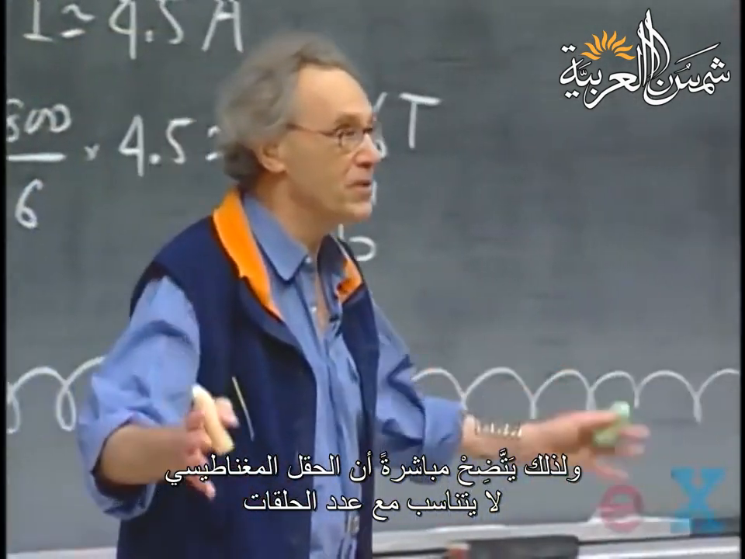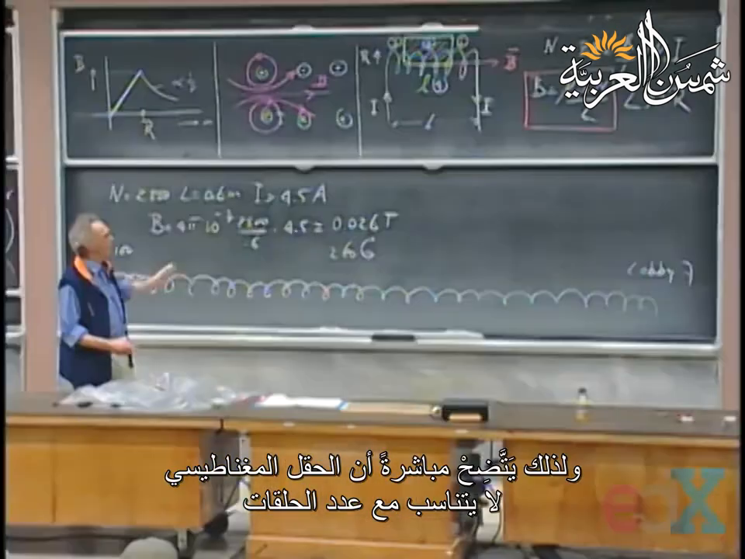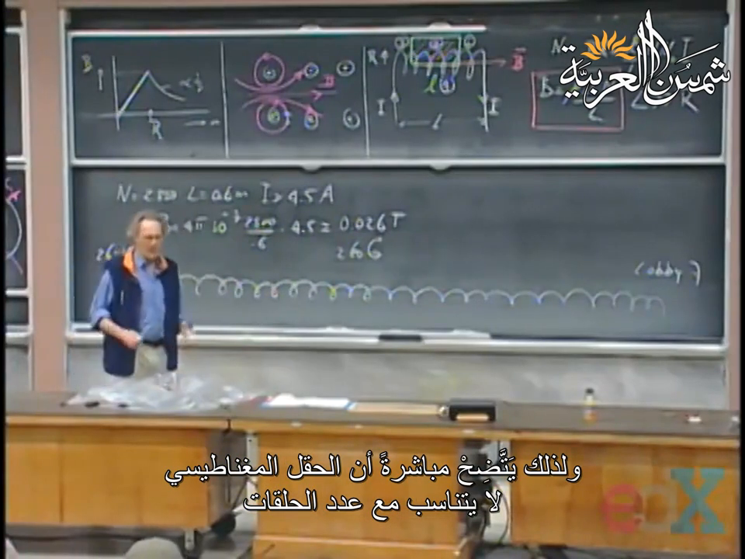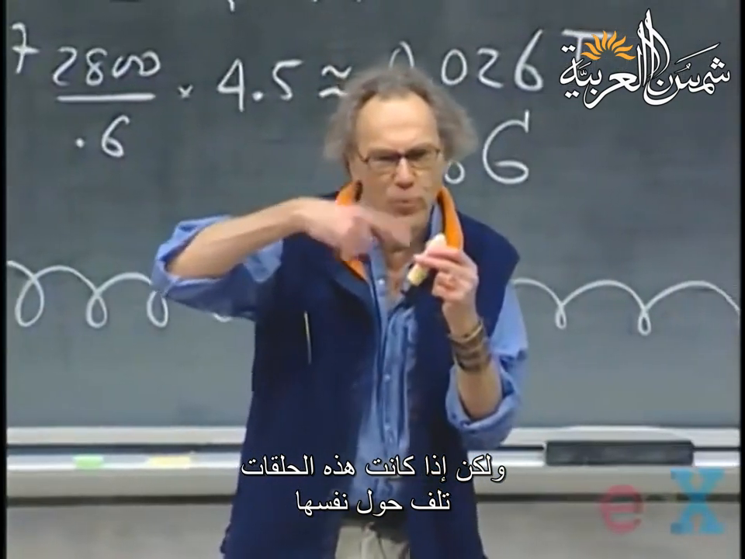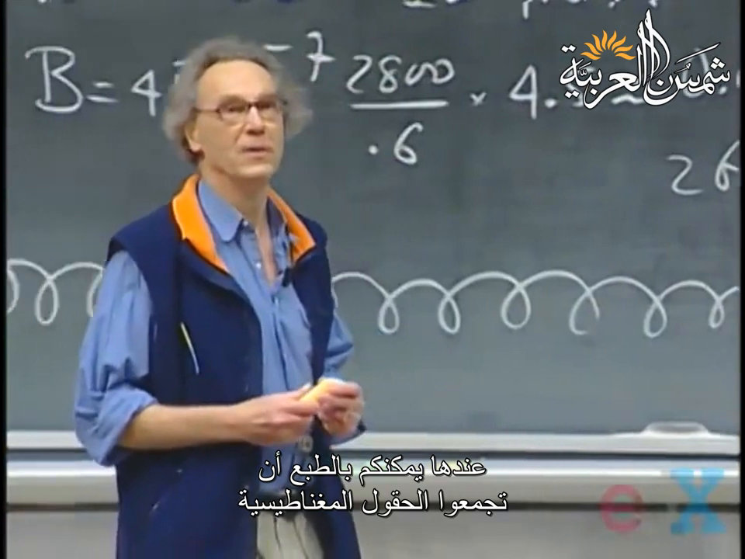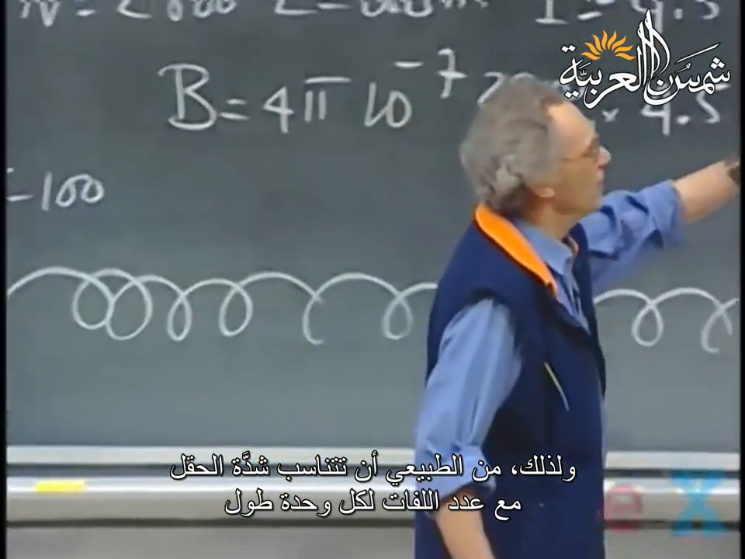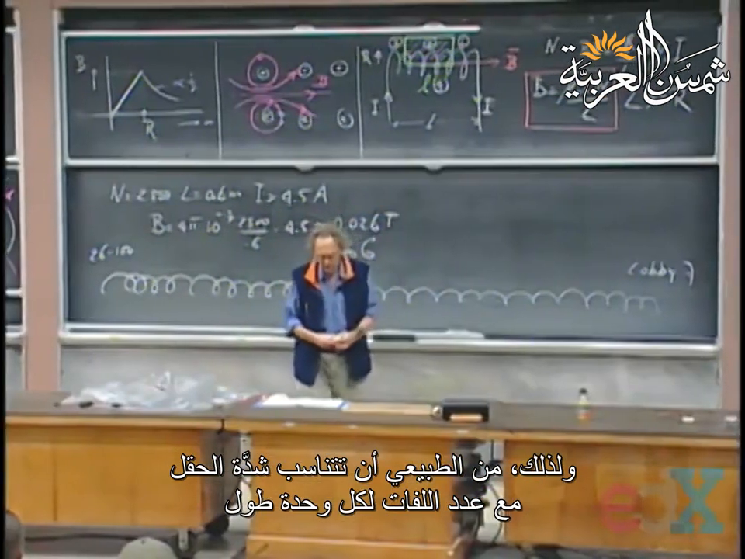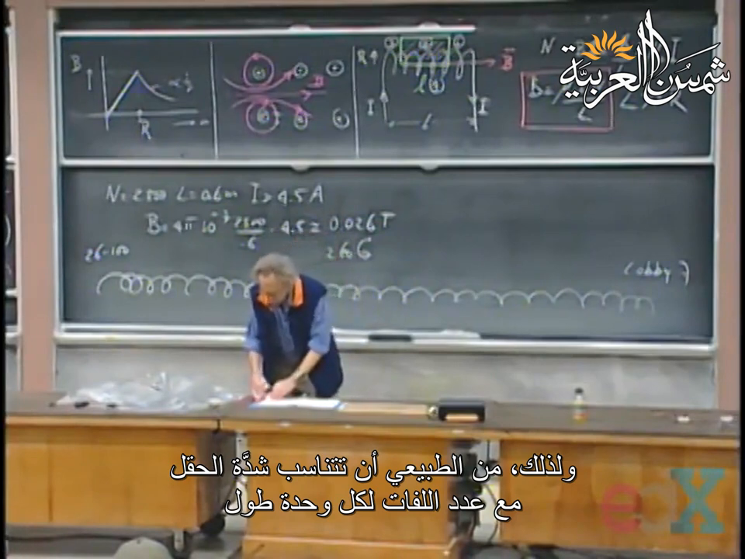So it's immediately obvious that the magnetic field is not proportional to how many loops you have. If, however, you put all those loops on top of each other, then of course you can add the magnetic field. And so it is natural that you get how many windings you have per unit length.